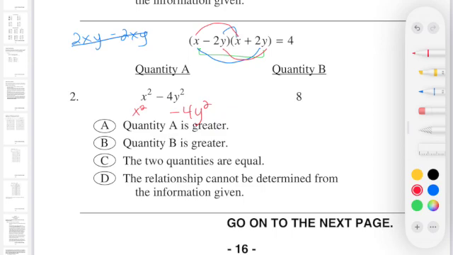Quantity A is the simplified version of the left side of this equation. And we know x squared minus 4y squared equals 4. And 4 is less than 8. So quantity B is greater.